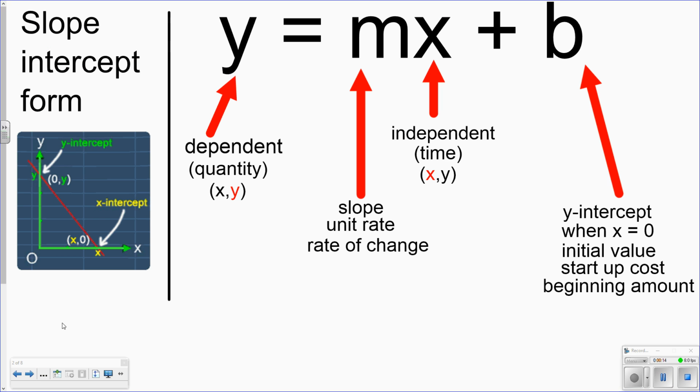So in slope-intercept form, it's y equals mx plus b. The y is the dependent variable, which is typically the quantity, and it is the second letter in the ordered pair. The m is our slope or unit rate or rate of change. The x is the independent variable, which is typically time, and the first number in our ordered pair. And the b is the y-intercept. So this is when x equals 0. If you're in a word problem, it's the initial value or startup cost or beginning amount.